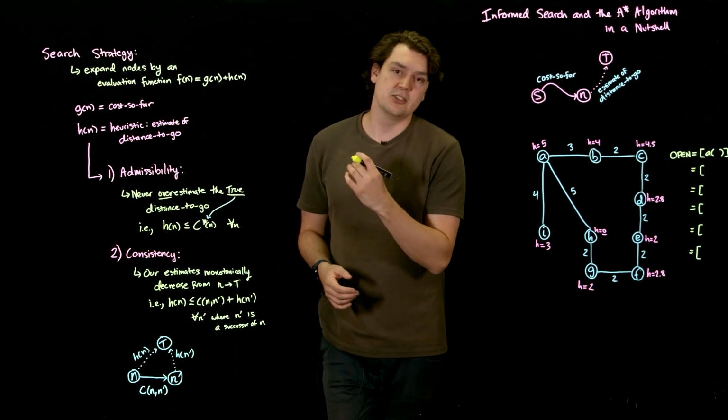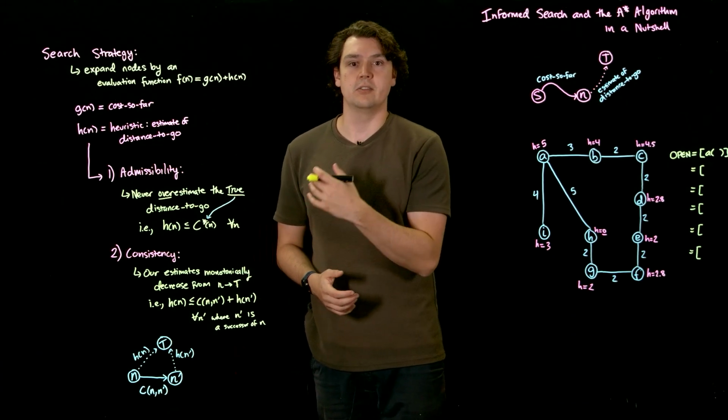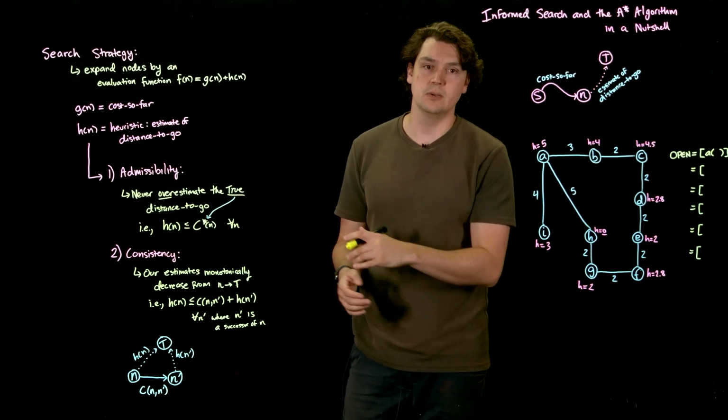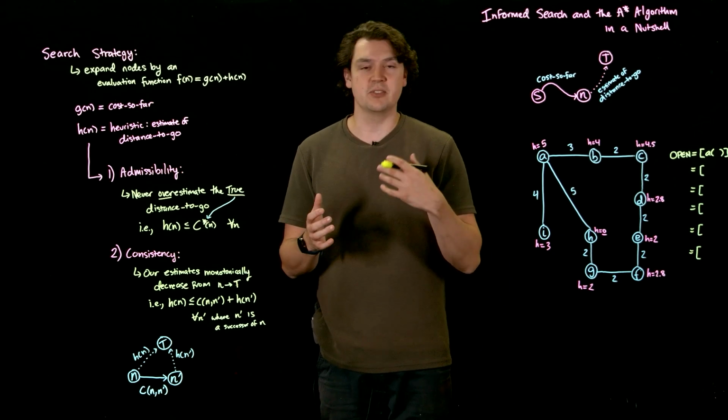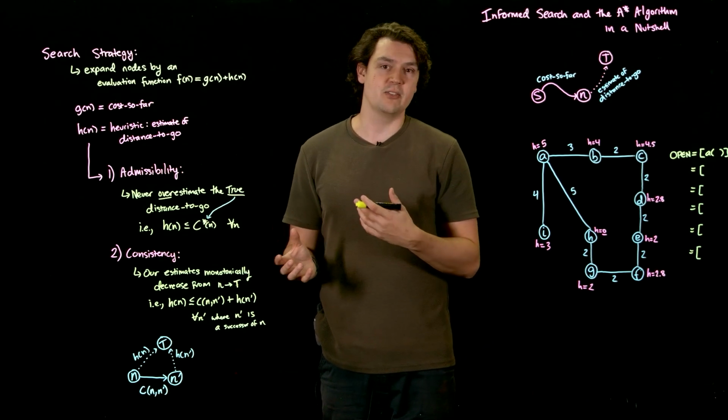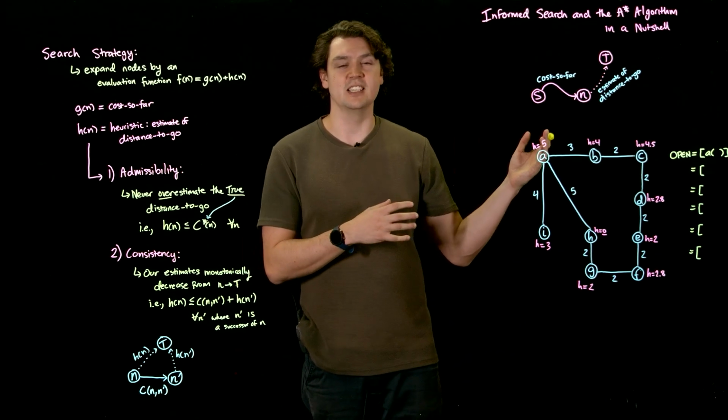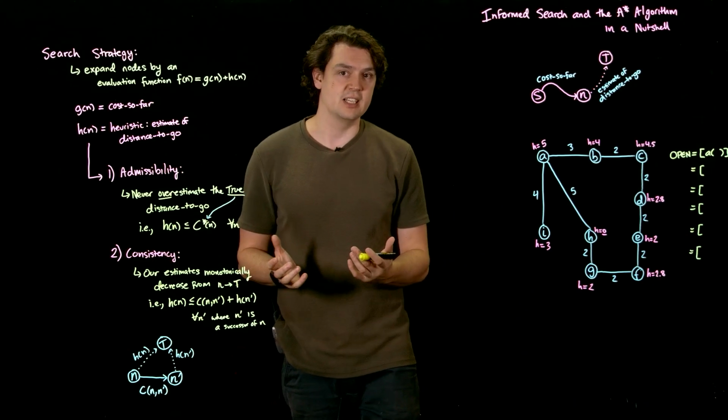Now, I think this is the hardest part of A-star. This takes a while to get used to. I have videos where we walk over examples of common heuristics and how they relate to admissibility and consistency in different kinds of domains, so I highly suggest that video here.